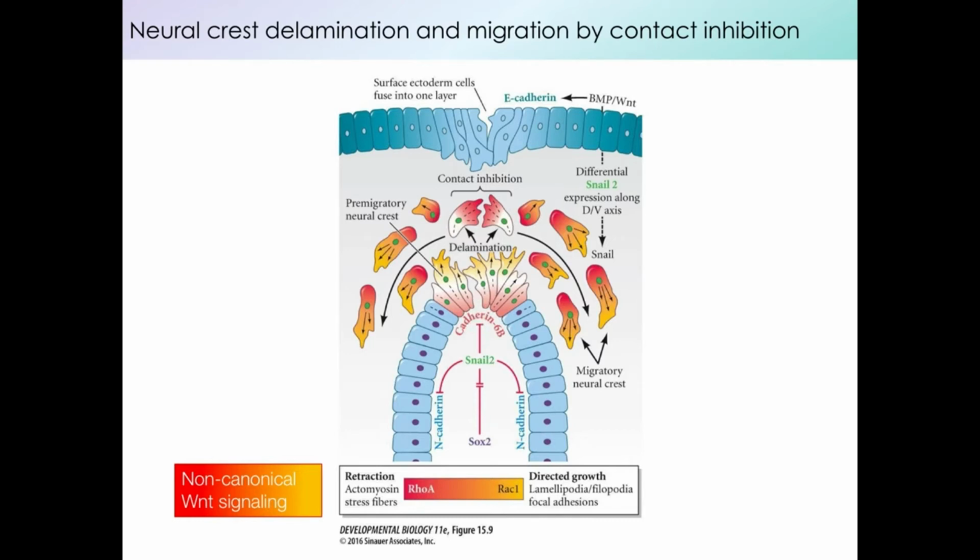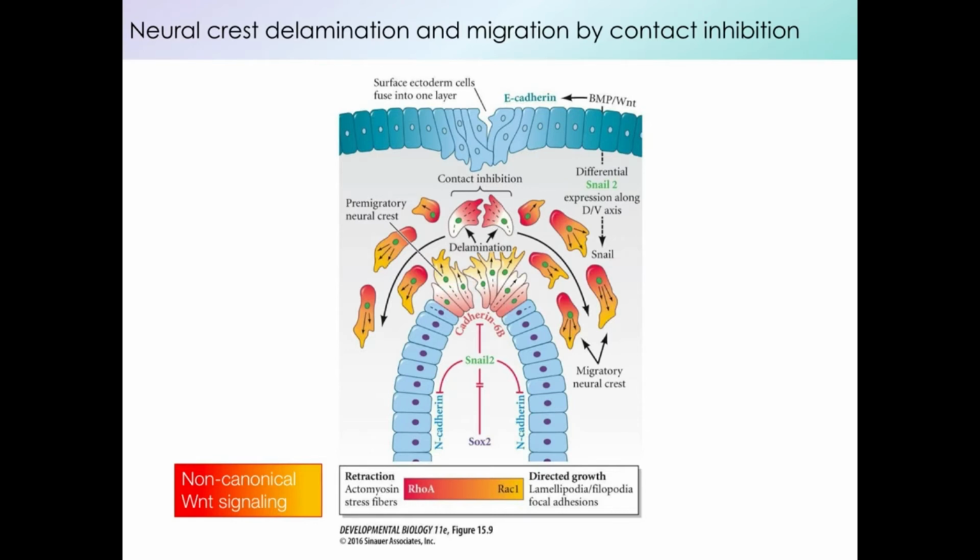And this is made possible by BMP and Wnt, which lead to the expression of the transcription factor SNAIL, which is going to promote the downregulation of cadherin 6B and in turn promote the epithelial to mesenchymal transition of the neural crest cells. Now, it's important to note that before the neural crest cells express cadherin 6B, they actually express N-cadherin since they were part of the neural tube at one point or in the region of the neural tube.